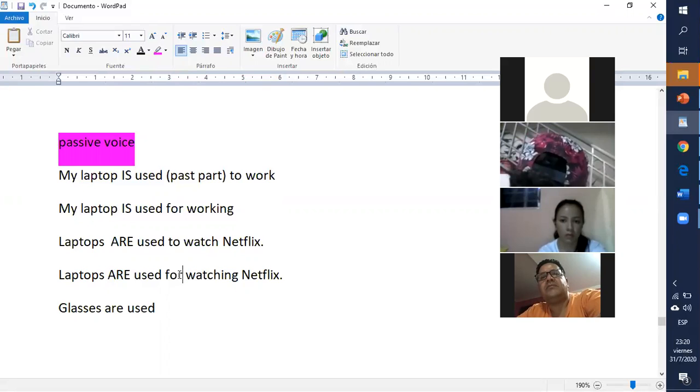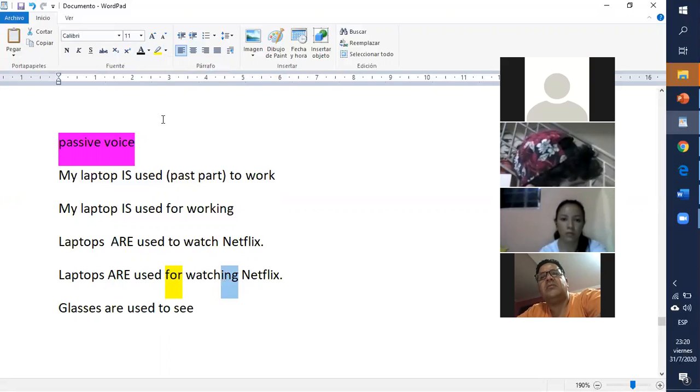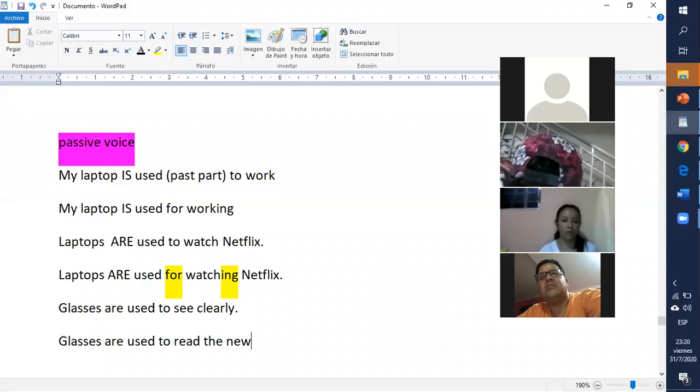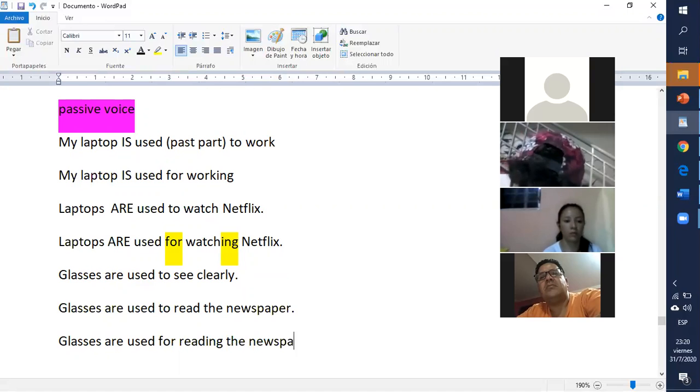To see clear. To see clearly. Yeah, that's good. To see a newspaper? Clearly. Yes, you can say whatever you want. Okay, glasses are used to read the newspaper. Very good. You can also say glasses are used for reading the newspaper.